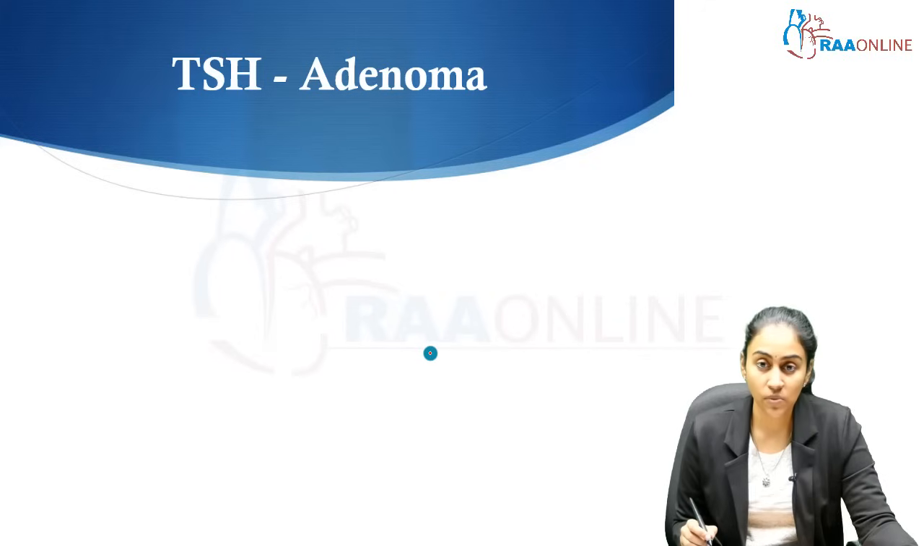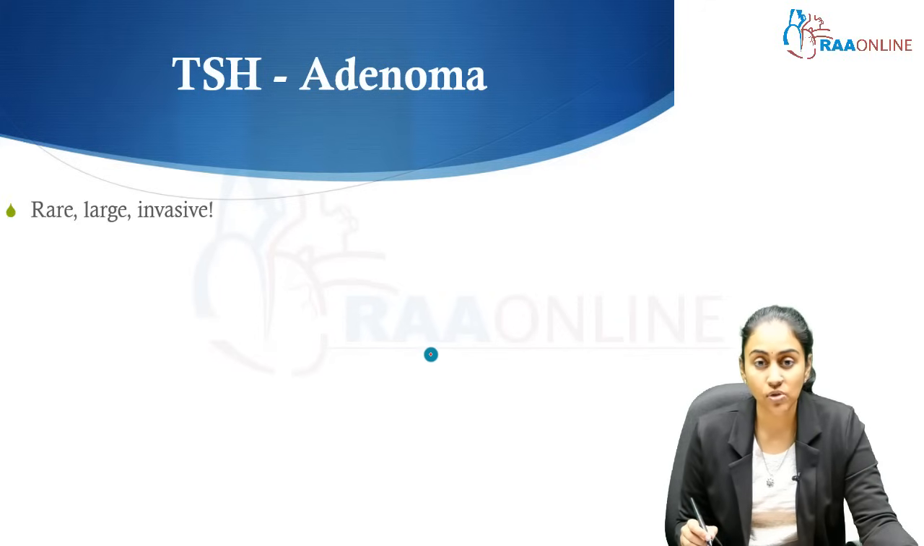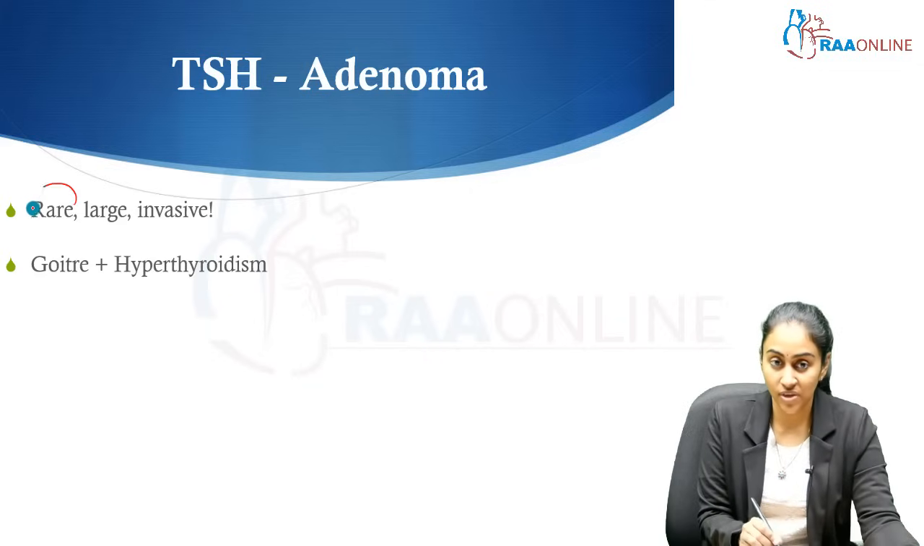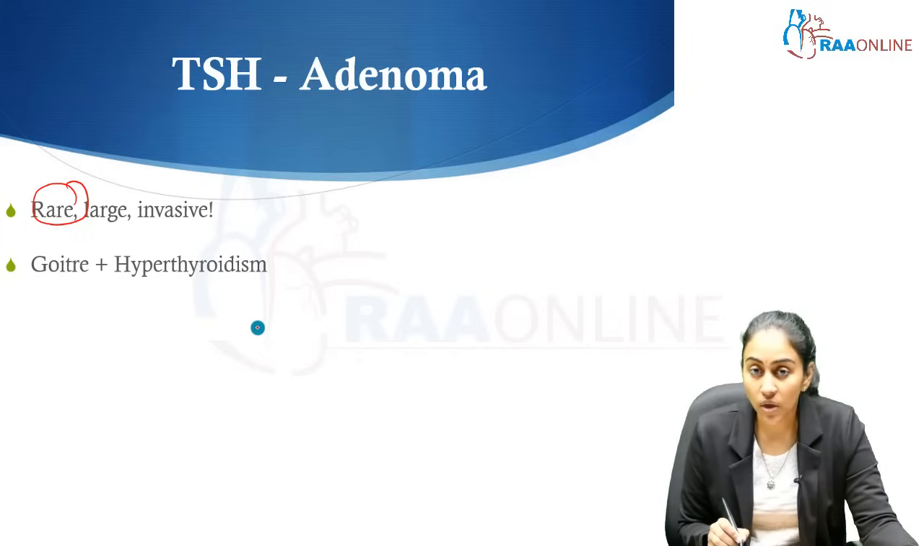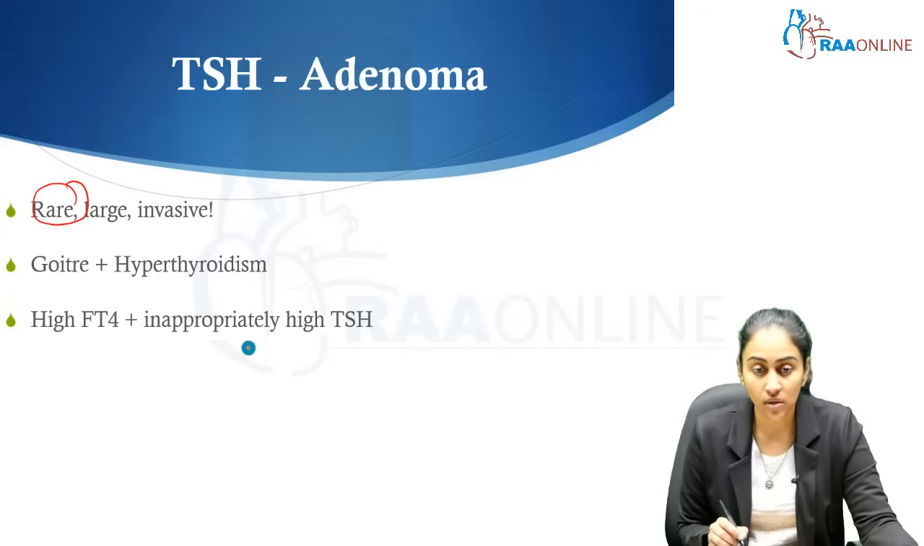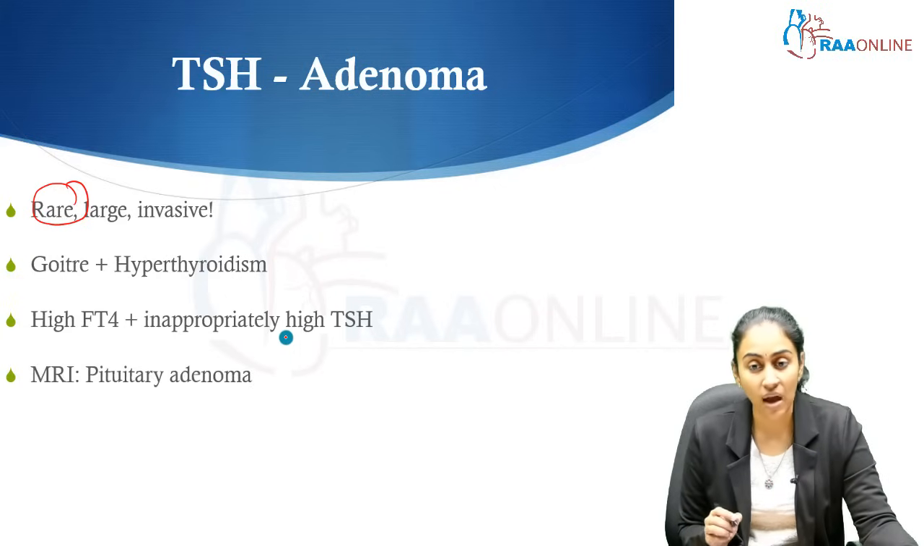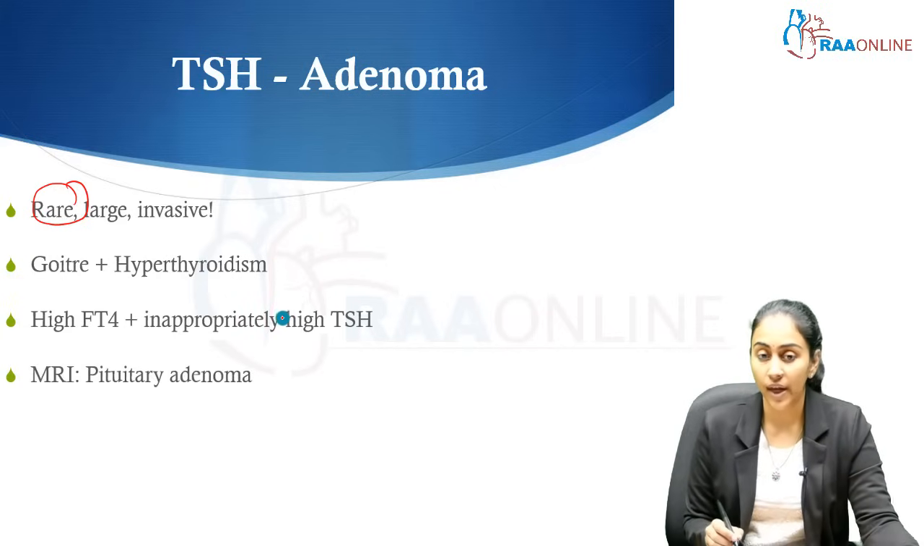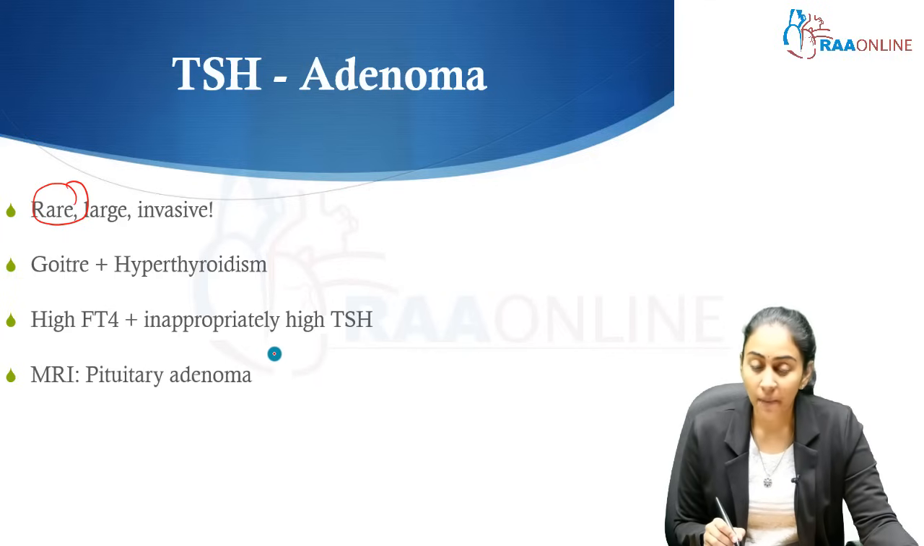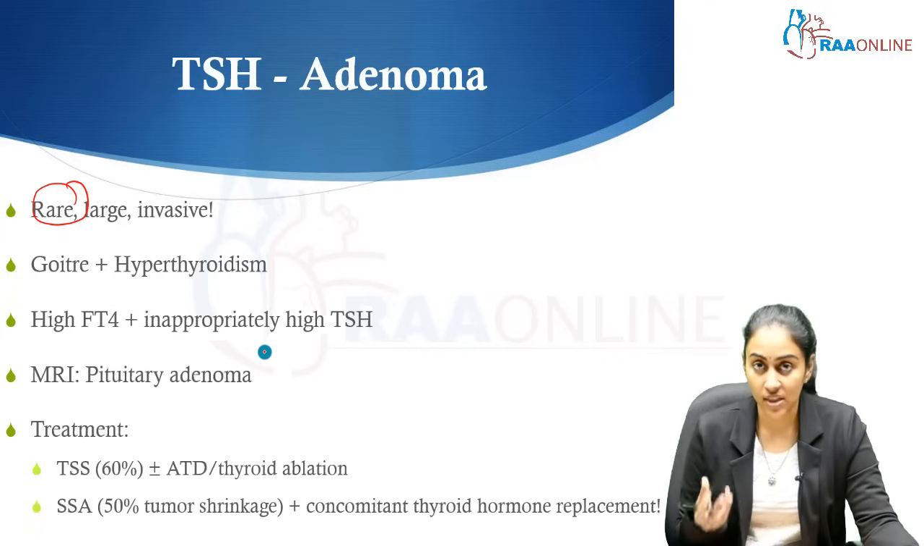TSH secreting adenomas, when we look at these, they are rare, they are large and they are invasive. They are extremely rare. That's the first take home. If at all they do occur, they are going to be extremely large and invasive. So, they are going to present with features of secondary hyperthyroidism and a large goiter. Free T4 is going to be high and TSH is not going to be suppressed. So, you have an inappropriate TSH against a high T4. MRI shows a pituitary adenoma which is easily visible because most of these tumors are large.